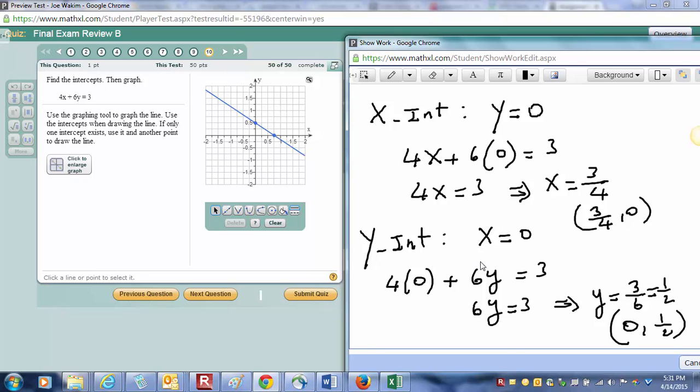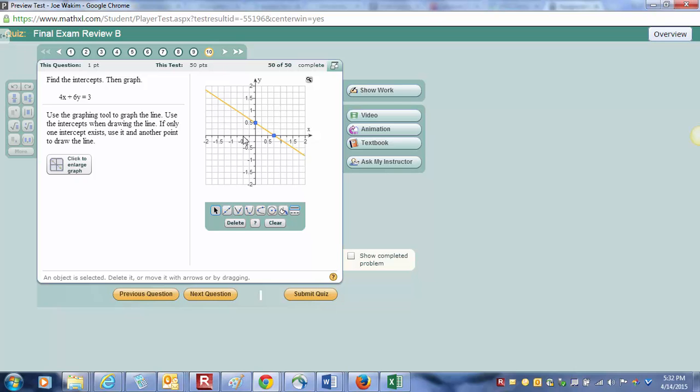To find the y-intercept, substitute x equals 0. You get 6y equals 3. Divide both sides by 6. y would be 3 over 6, which is 1/2, and this is the point here. And then you join the two points, and that would be the graph.